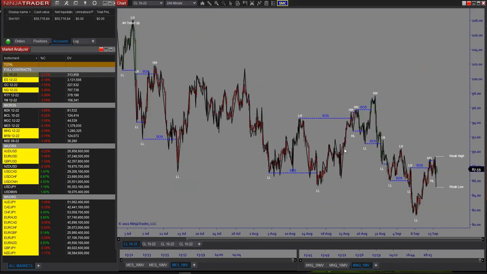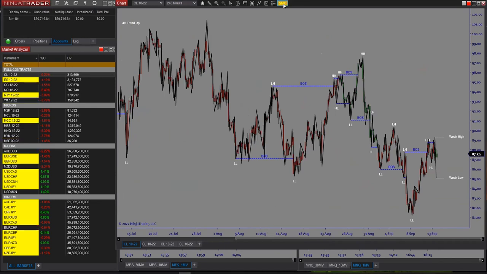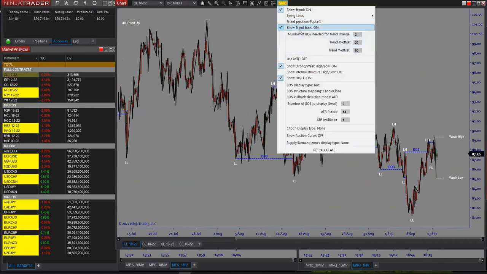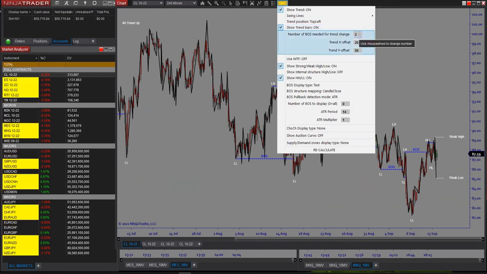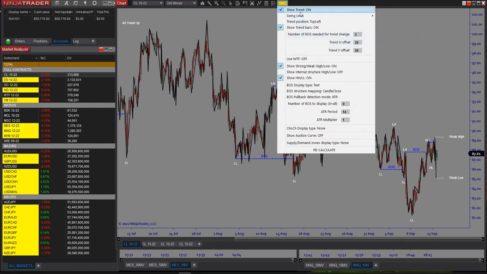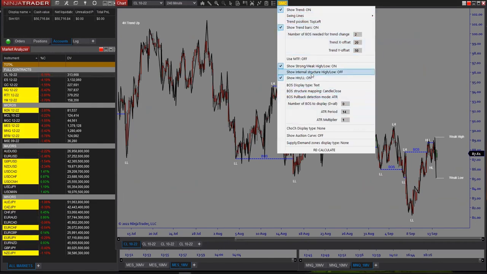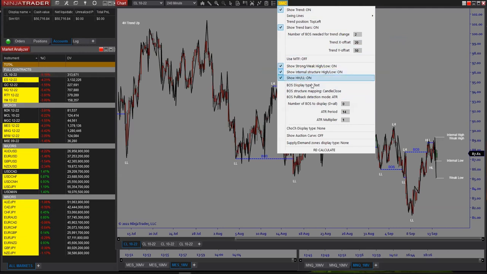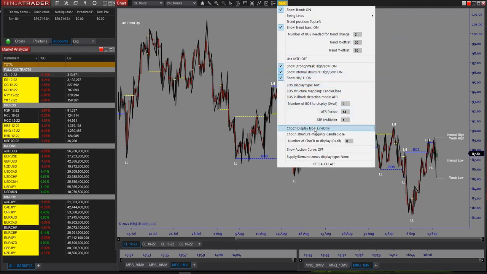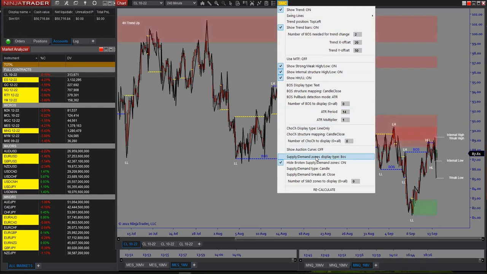Here's another example of what our software is going to do. It's going to allow you to change the trend based off bosses. You can tell it how many trends you want it to look for so that it changes the color of internal and external structure. It's also going to allow you to turn off the internal structure. It's going to show you the change of character, and the supply and demand analysis.